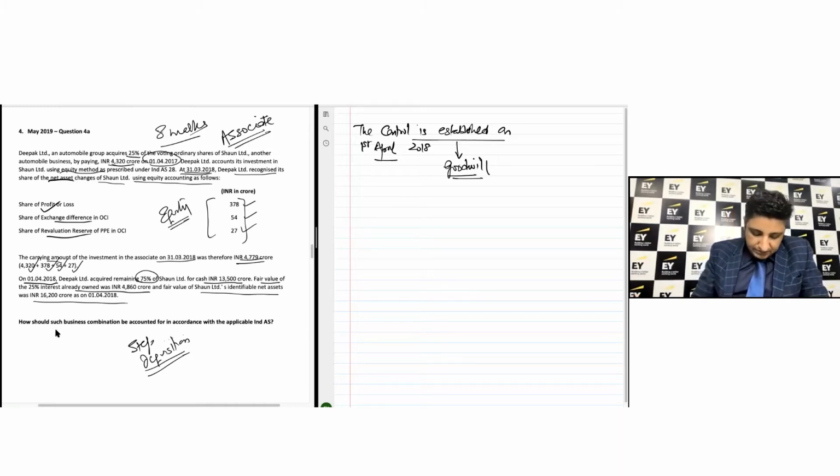Okay. Anyhow, the question's requirement is how should such business combination be accounted for in accordance with the applicable Ind AS? Now, the relevant Ind AS is 103. Ind AS 103, of course, which is business combinations. You are acquiring the business combination, or you are achieving the business combination on 1st of April 2018. Okay, so when I look at this statement, the straightforward question, it's an easy marks of 8 marks, right? It's an easy 8 marks for you if you know the concept already. Okay, we're saying that the control is established on 1st of April 2018.